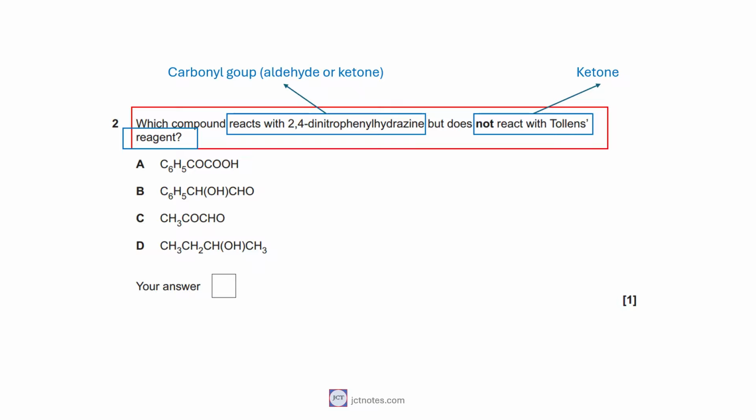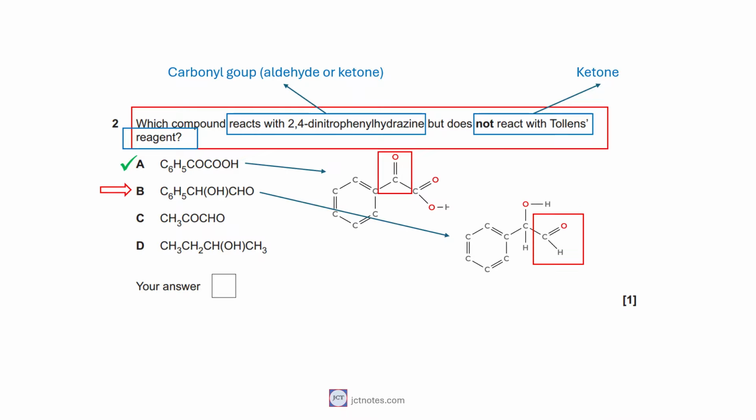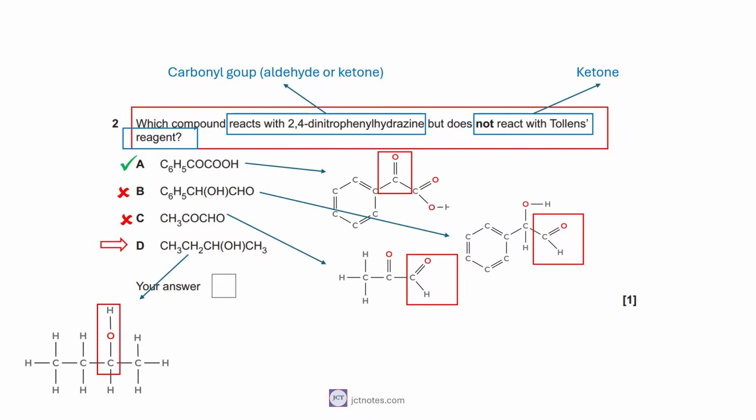In option A, we have a ketone and no aldehydes. This can be the right answer. In option B, we have an aldehyde that will react with Tollens reagent. We can discard it. In option C, we also have an aldehyde. We can discard it. In option D, we have an alcohol that will not react with 2,4-dinitrophenylhydrazine. We also discard it. The answer is A.